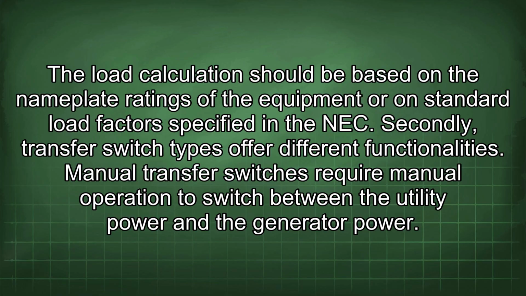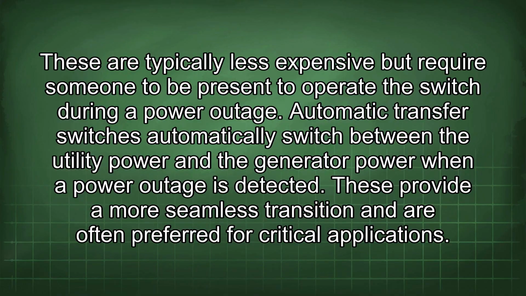Manual transfer switches require manual operation to switch between the utility power and the generator power. These are typically less expensive, but require someone to be present to operate the switch during a power outage. Automatic transfer switches automatically switch between the utility power and the generator power when a power outage is detected. These provide a more seamless transition and are often preferred for critical applications.